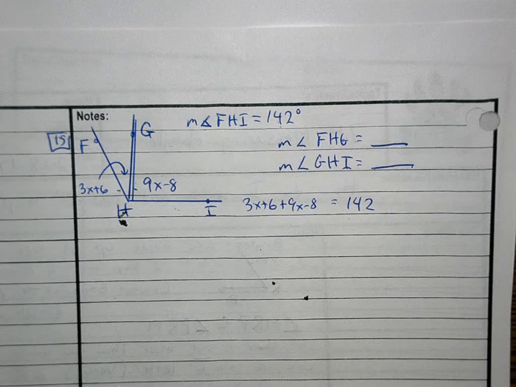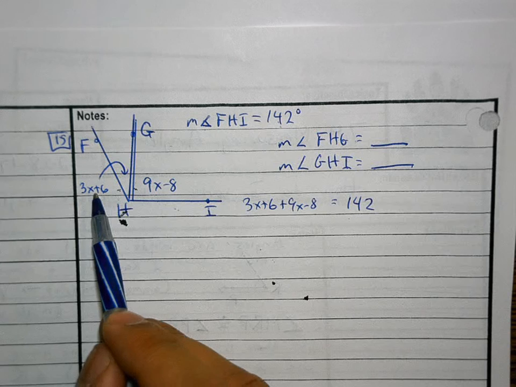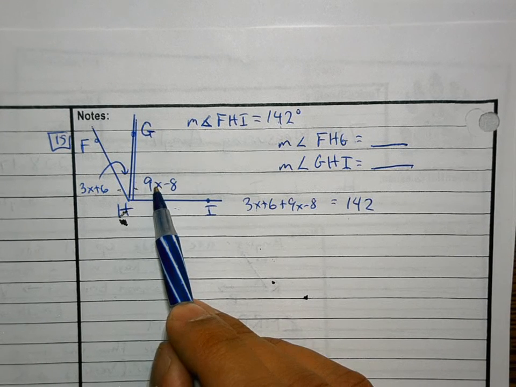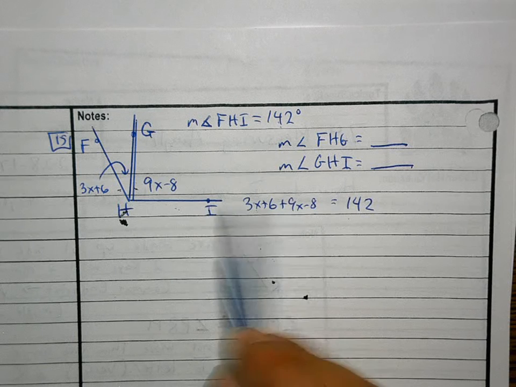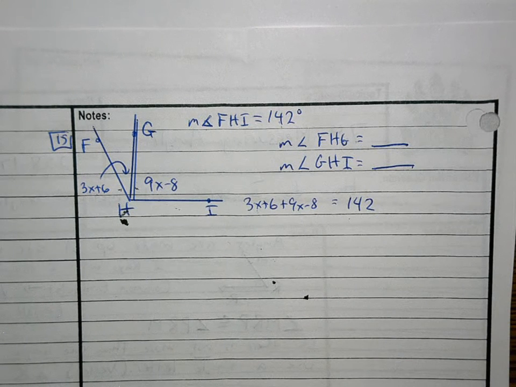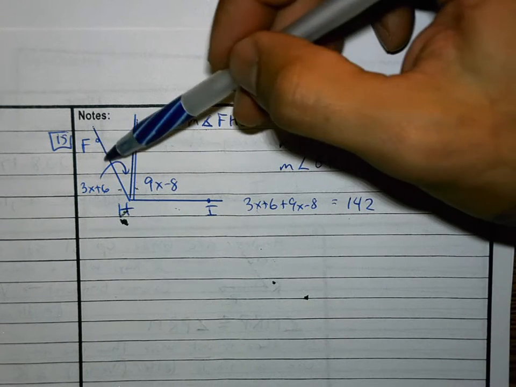He's taking this angle here, and he's going to add it to this angle here. This angle plus this angle should equal the whole angle, 142. This is called the angle addition postulate. You will not learn the angle addition postulate now, but it's something you will learn in Math 2. And right now we're just using what we know. This piece plus this piece equals the whole piece. That's what we're trying to do.